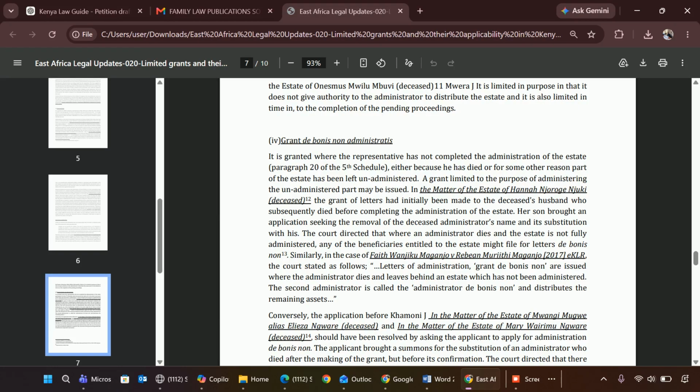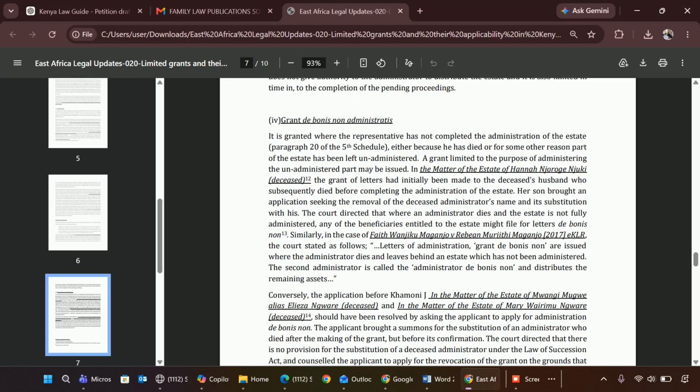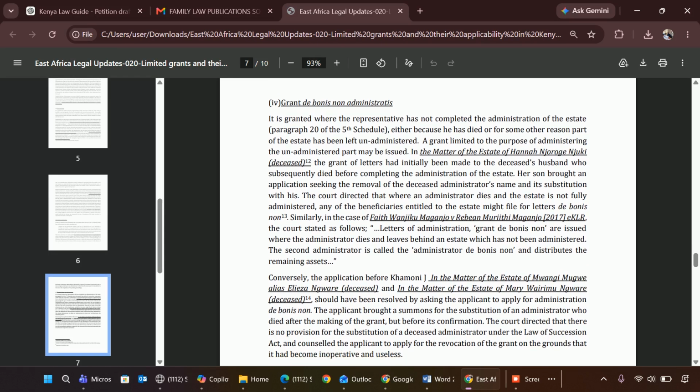If we see the case of the Estate of Anna Njoroge Njuki, the grant of letters had initially been made to the deceased's husband, who subsequently died before completing the administration of the estate. Her son brought an application seeking the removal of the deceased administrator's name and its substitution with his. And the court directed that where an administrator dies and the estate is not fully administered, any of the beneficiaries entitled to the estate might file for letters de bonis non.